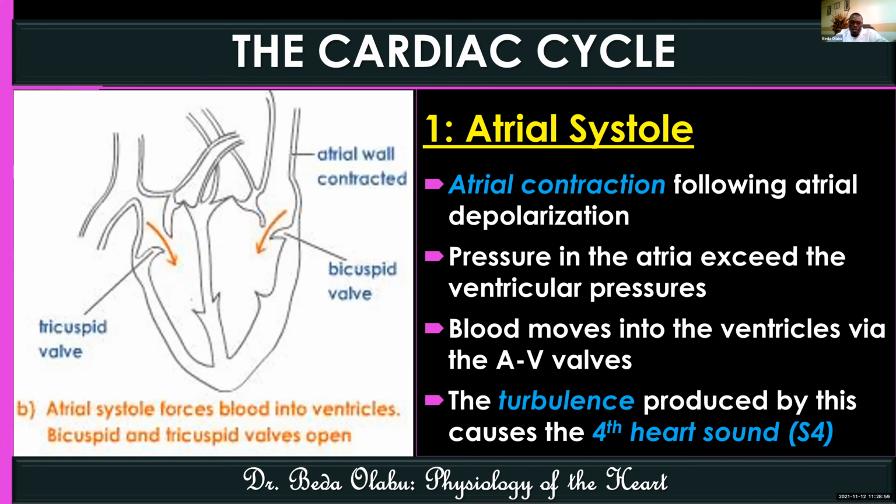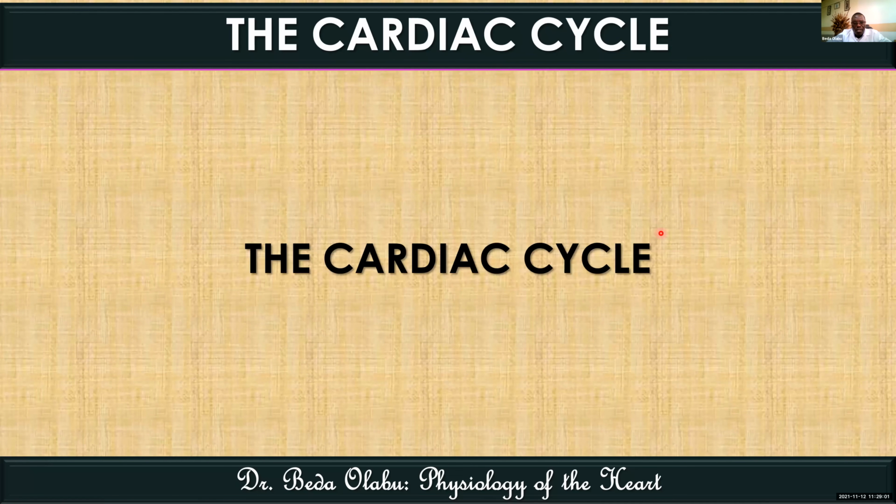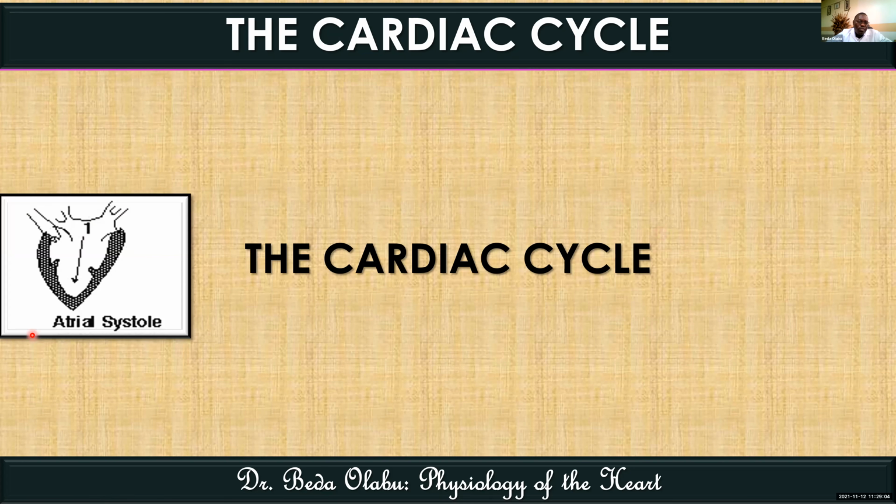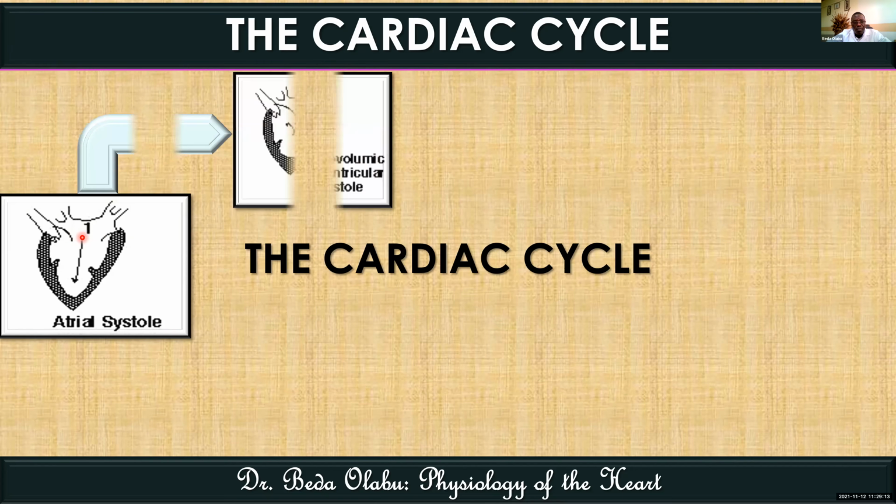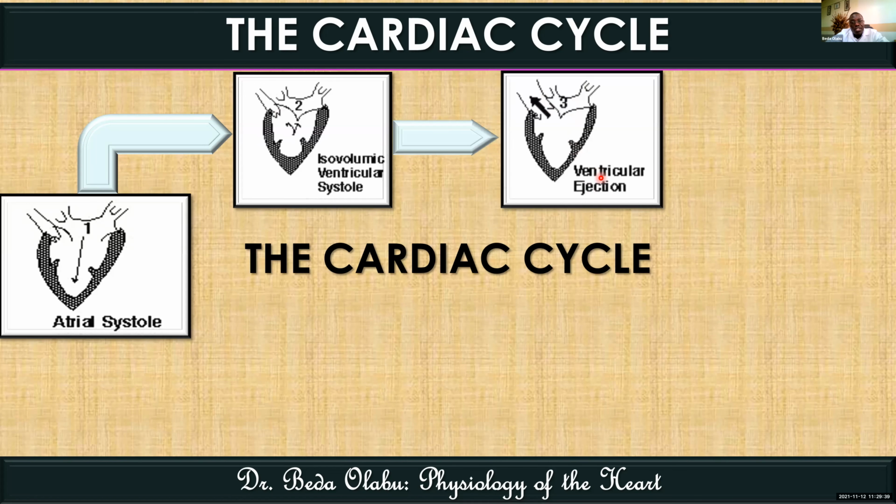All right, those are the phases of the cardiac cycle. We can look at it this way in this image. So atrial systole, when atria contract, blood moves to the ventricles. We get the fourth heart sound. After blood has filled the ventricles, they begin to contract, making the atrioventricular valves close. So you hear the first heart sound. That is the period of isovolumetric ventricular systole because all the valves are closed, so the blood volume is constant. As the pressure increases, the semilunar valves will open, making blood move out in what we call ventricular ejection.